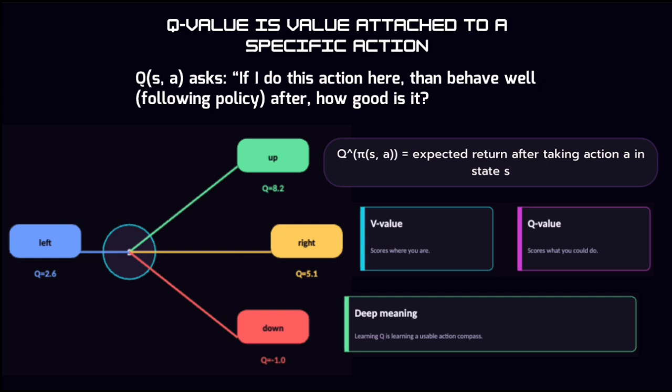The deep meaning is that Q values act like a decision compass. They do not only say where you are, they say which choices from here seem promising. That's why Q learning and DQN become so important later. They are built around learning these action values. Once an agent has good Q values, it can often act well by choosing the action with the highest estimated value.